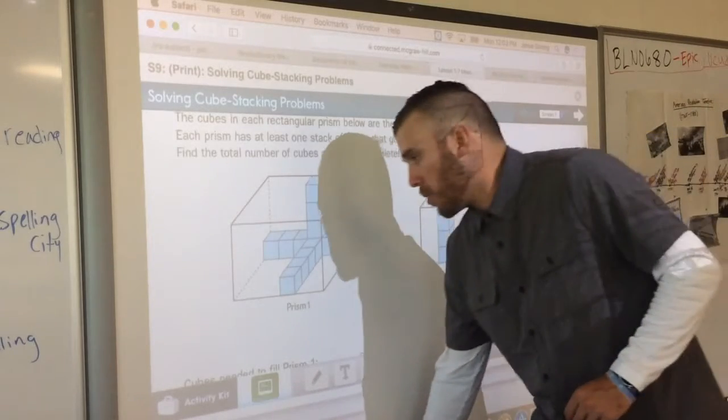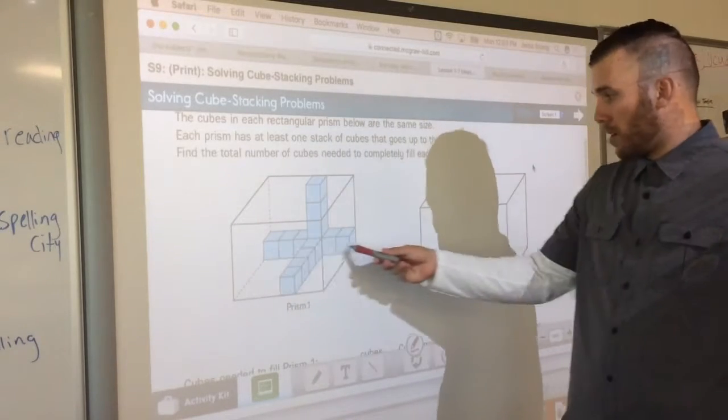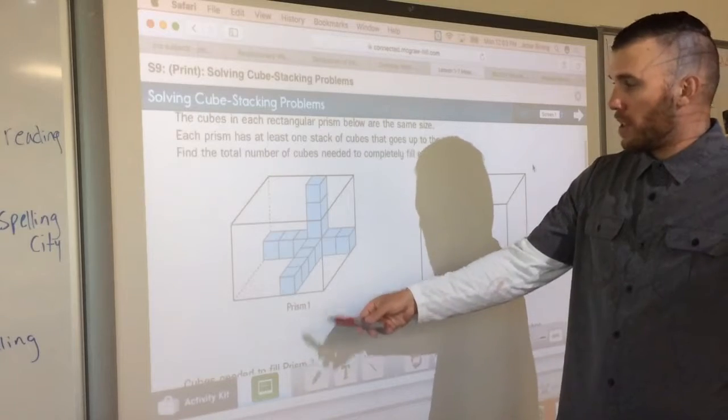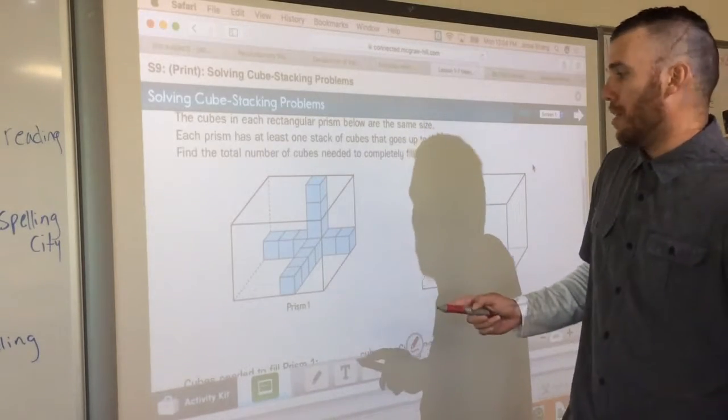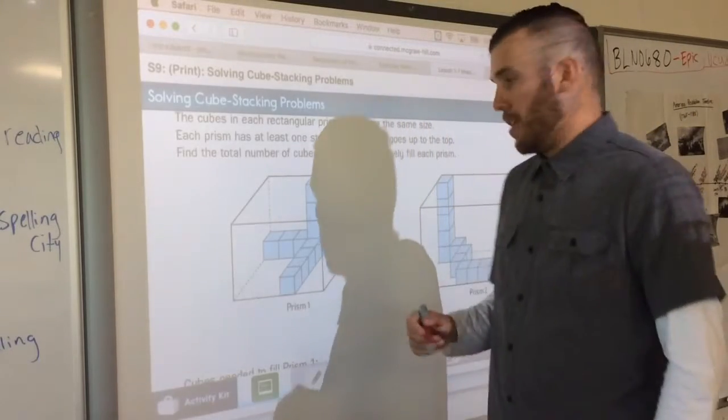Problem is they don't give you all the cubes. They only give you a few across this way, and a few up. They give you a few going on the length, a few going on the height, and a few on the width. Okay? Here's how you solve for this.